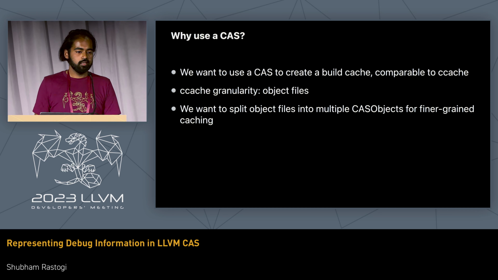So why should we use a CAS? We want to use a CAS to create a build cache comparable to something like ccache. Ccache's granularity is at an object file level. We want to split object files into multiple CAS objects for more finer grained caching.